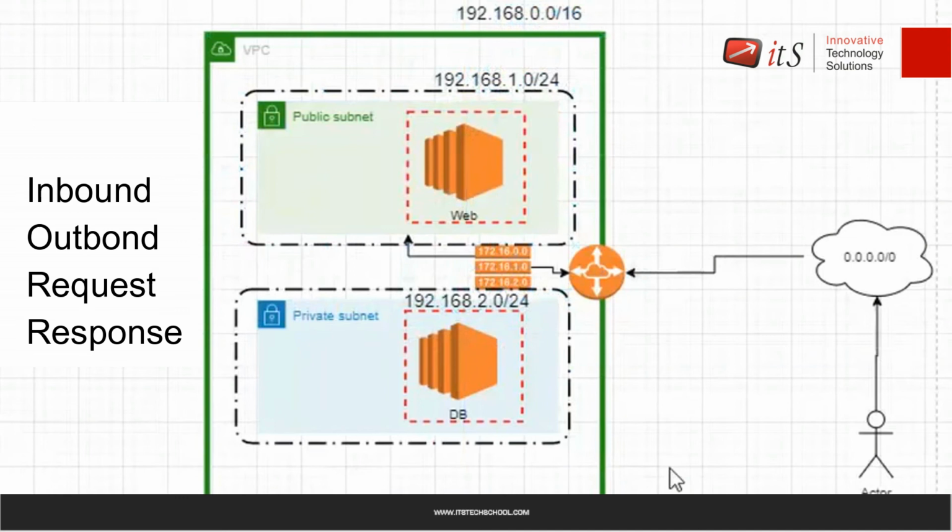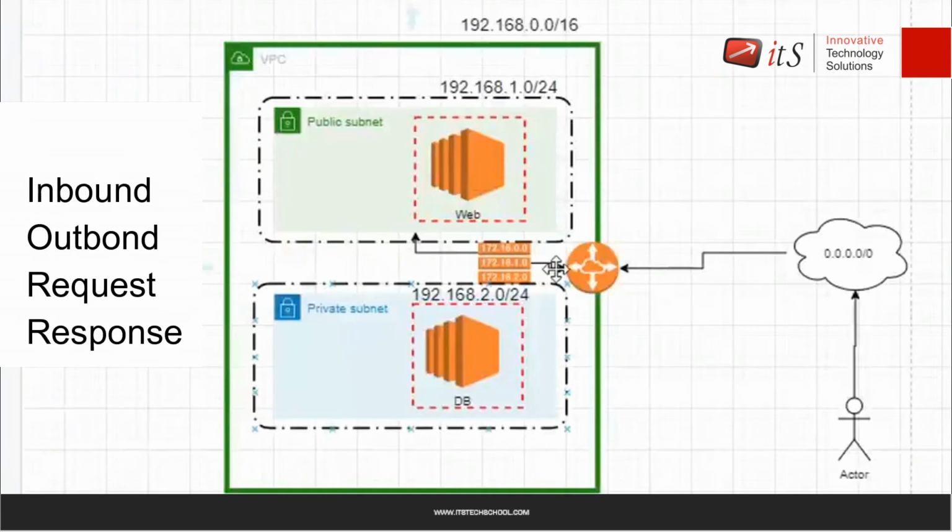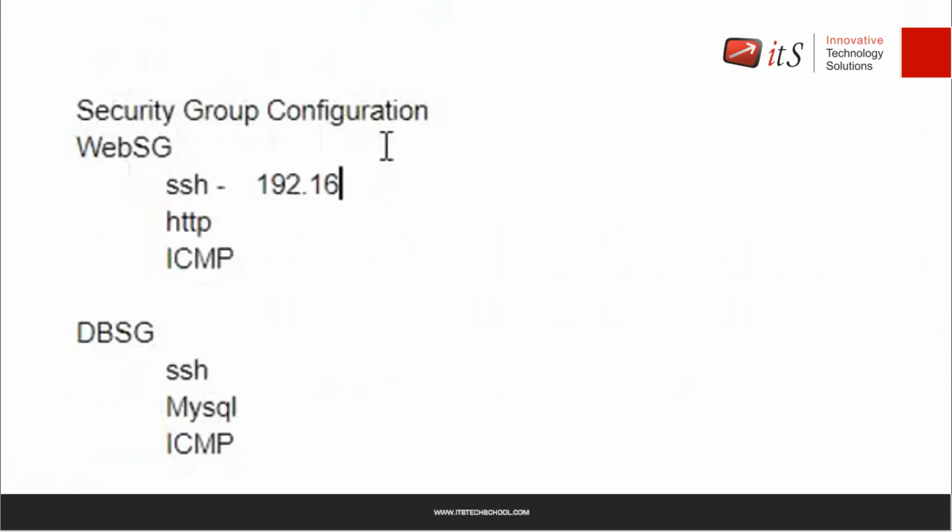Then whenever anyone tries to do SSH, who will try to do SSH? I will allow SSH only from an internal IP address, only from the internal VPC. So the internal VPC IP range is like this: 192.168.0.0/16. For security reasons, I will allow SSH only for the internal network. And same for ICMP. For ICMP, I will allow the internal network.